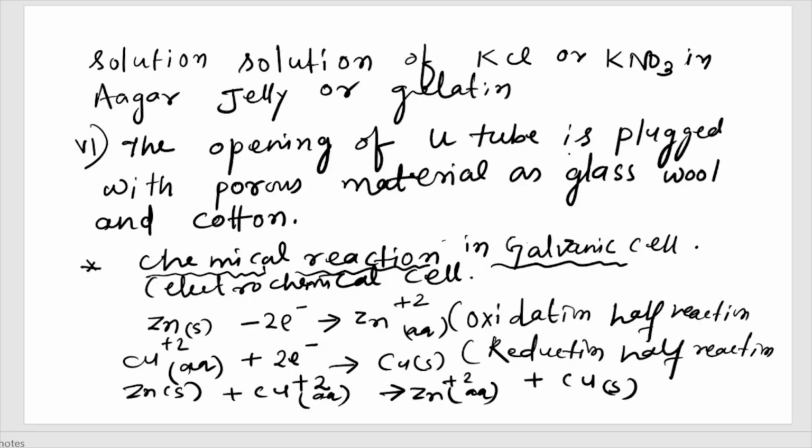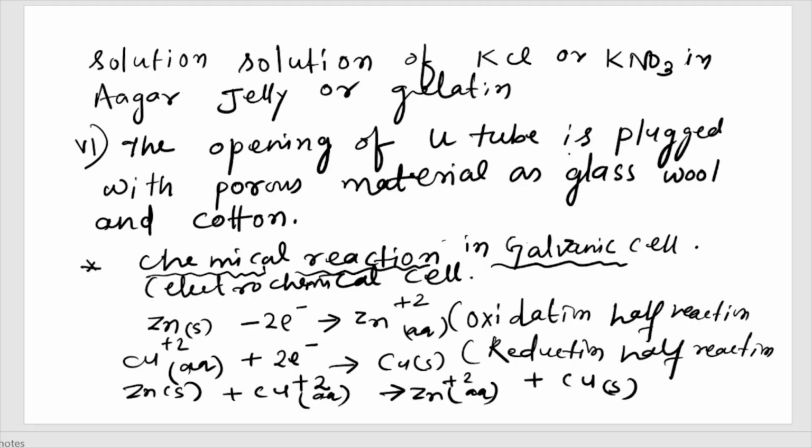So jelly or gelatin is taken as the medium, and in the inverted U tube you will take KCl, potassium chloride, or potassium nitrate. The opening of the U tube is plugged, since both sides of the U tube are open. So it should be closed with a porous material such as glass wool or cotton.